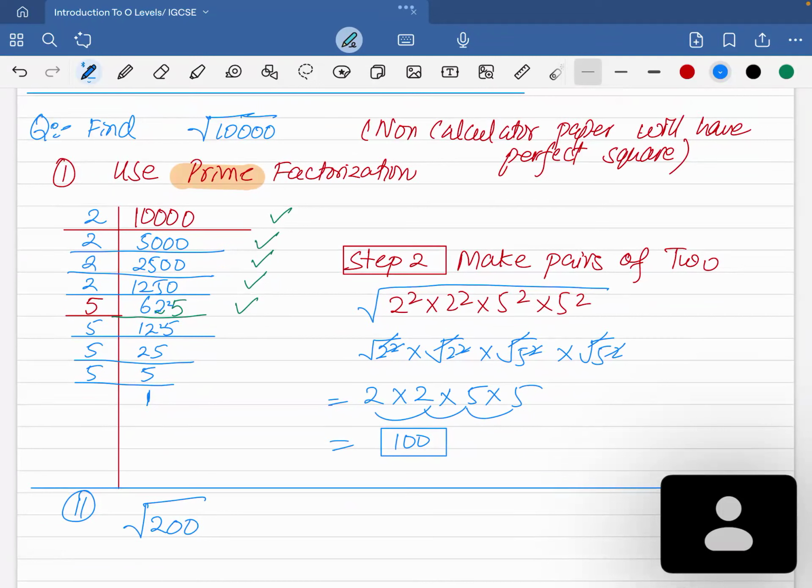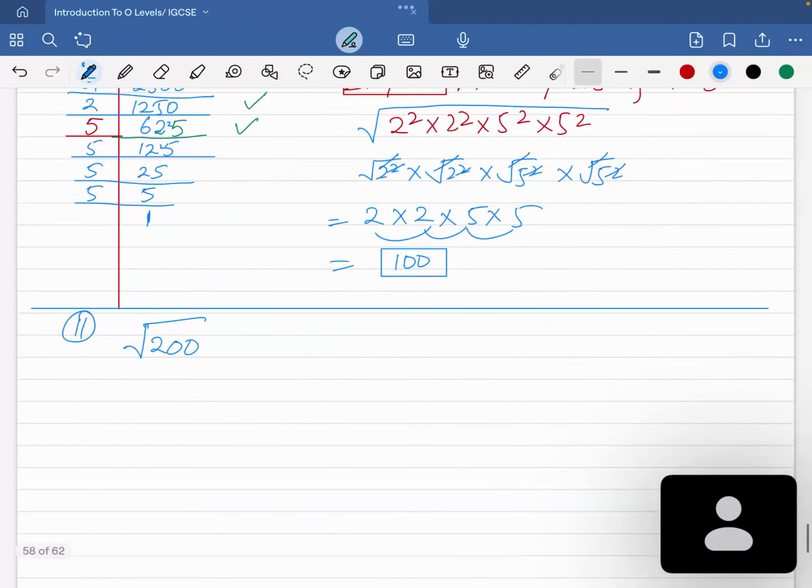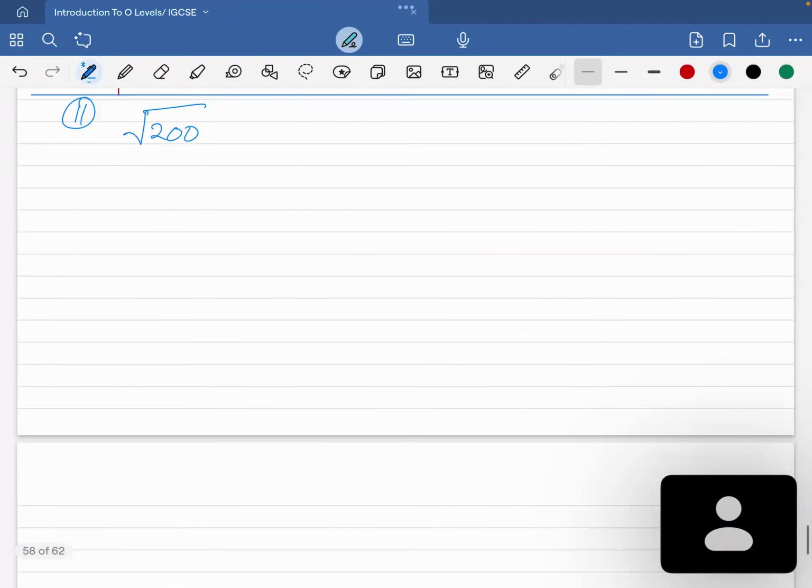And for cube numbers, you have to make pairs of 3 each. Yes or no? You have to make pairs of 3. Is this clear? So square root of 200. Use prime factorization, first step.